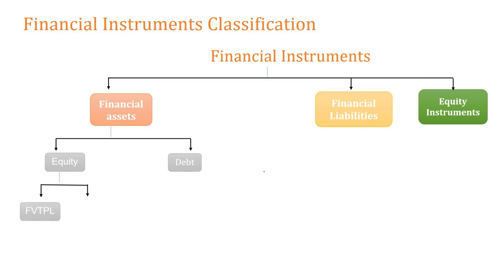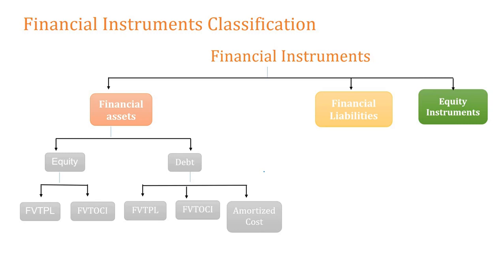One I call fair value through profit or loss. We call it FVTPL. Second one is fair value through OCI. When it comes to debt, this debt can be classified into three parts. Easy to remember. First one, fair value through profit or loss. Second one, fair value through OCI. Third one, we call amortized cost financial assets. We have done that one category. Now you can focus again.